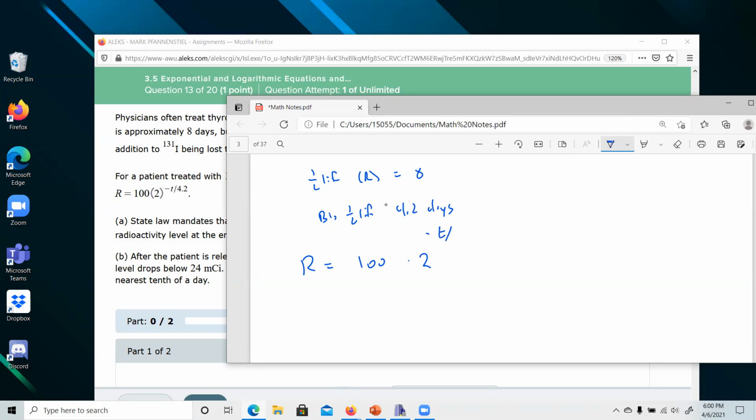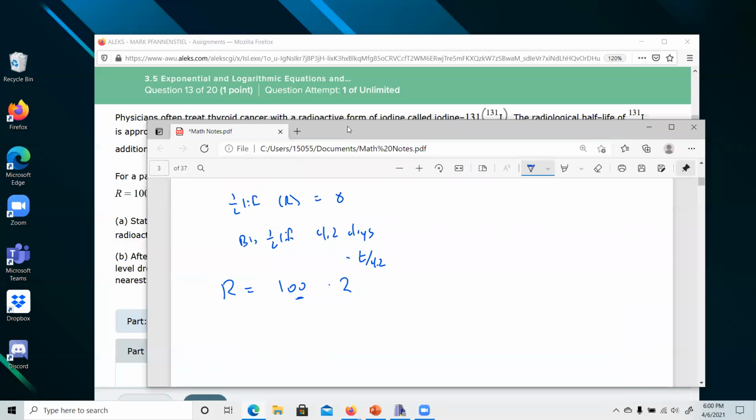And we have negative t over 4.2. Notice the half-life was given to us in days, so t is going to be in days. State law mandates that the patient stay in an isolated hospital room for 3 days after ingesting it. Determine the radioactivity level in 3 days. The 100 is the radioactivity, the millicuries. So we're going to say 100 times 2 to the negative 3 over 4.2, and we're just going to calculate that. That's all they want us to do with this one.